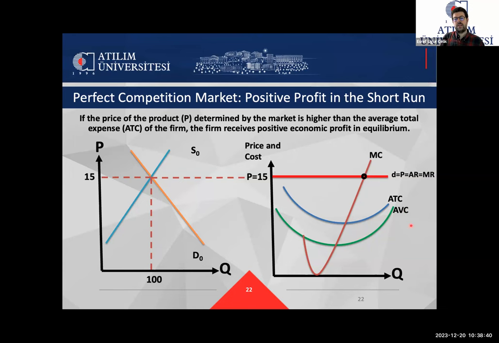Then, after finding the intersection point of marginal cost and marginal revenue, let's draw a direct line. And that direct line on the below part shows the quantity. And then find the intersection point of the direct line and average total cost. It's over there. That gives the average total cost. Then find the intersection point of the direct line and average variable cost. The point.